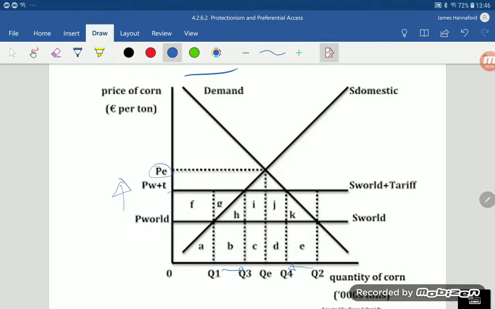The producer surplus, on the other hand, had increased. So this was the producer surplus before. Once the tariff had been introduced, the domestic producer surplus grew by F and G. This was great news for the producer. Overall, we cannot account for areas H and K. This is a deadweight loss. A tariff is bad news overall for society.